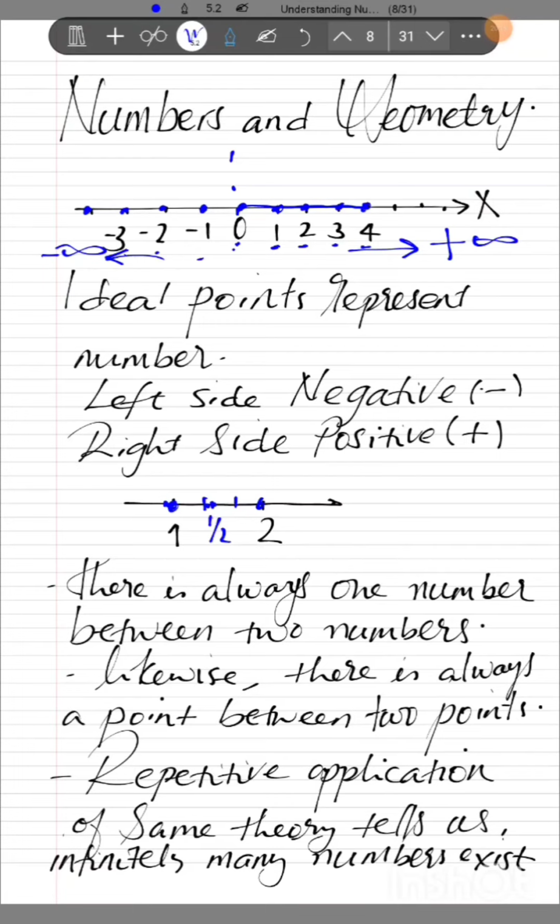Repetitive application of this same theory tells us infinitely many numbers exist in between two numbers. Infinitely many. We have one number here in between these two, this one. Now between these two and these two, we have one here. What about between these two and two? We further have one here. It keeps doing that. So infinitely many numbers exist in between two numbers.